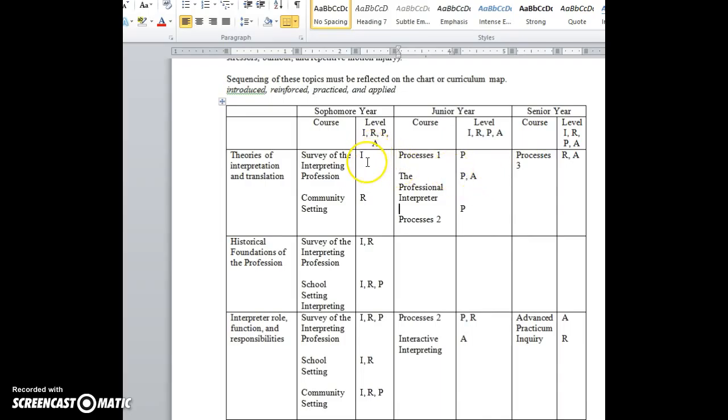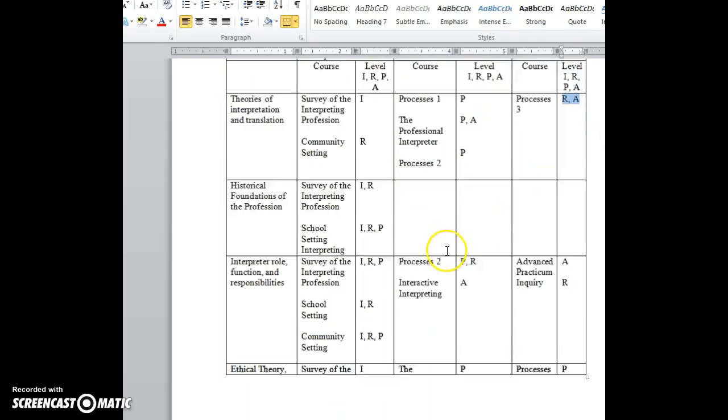And so our accrediting body has said that they want us to use these 4 terms. I means introduced, R means reinforced, P means practice, and A means applied. So we have here, okay, in survey, we introduce these theories. In community, they're reinforced. In processes 1, they're practiced. In processes 3, they're reinforced and applied.